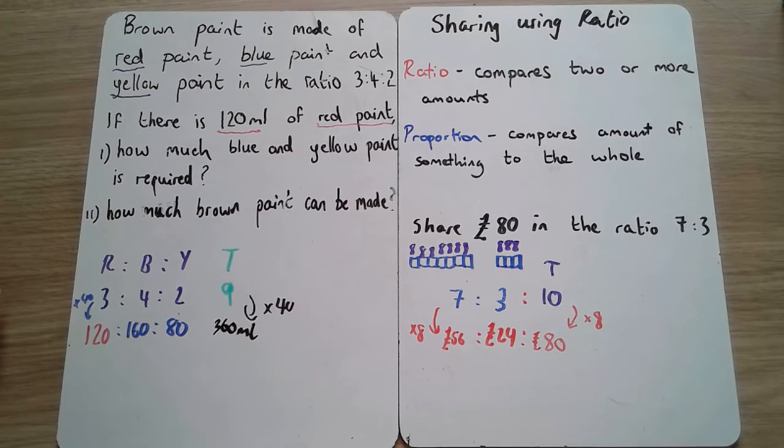That's all you have to do in these scenarios: write down your ratio and then line up the values in the right columns and multiply along.